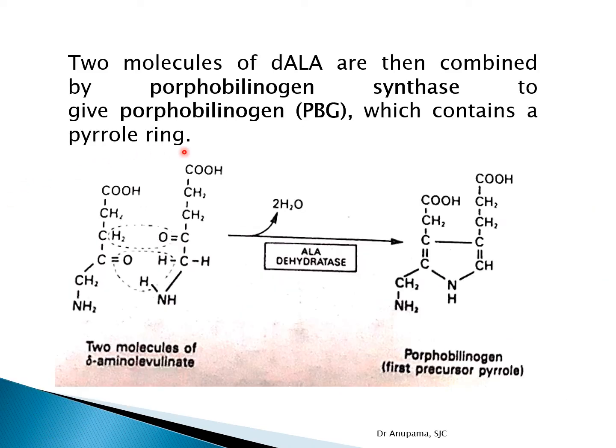The next step is again a condensation reaction between two molecules of delta aminolevulinate. The reaction is catalyzed by ALA dehydratase, resulting in the removal of two water molecules, and you get porphobilinogen, PBG, which contains the precursor for the pyrrole. So this is our PBG, which is porphobilinogen.